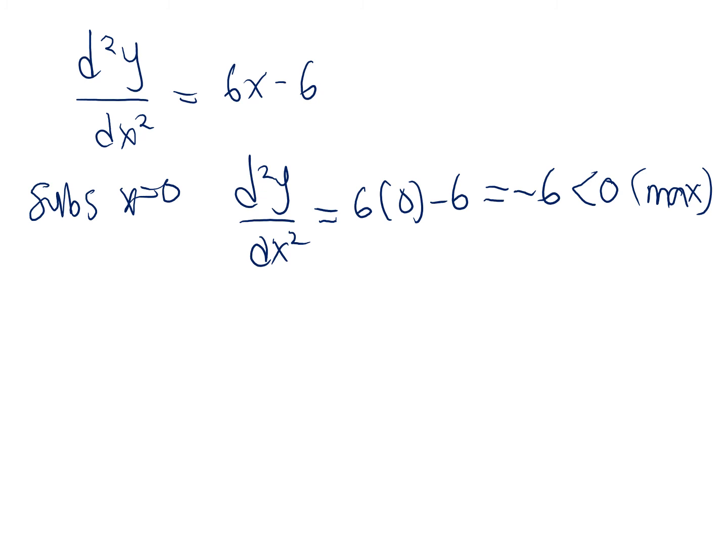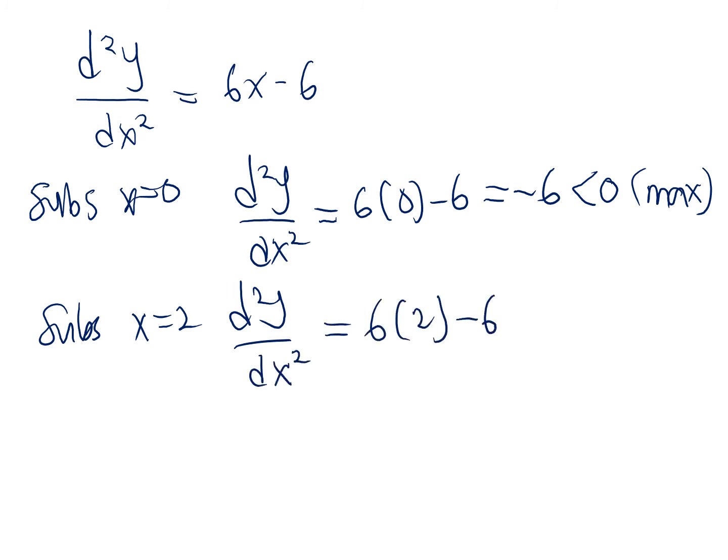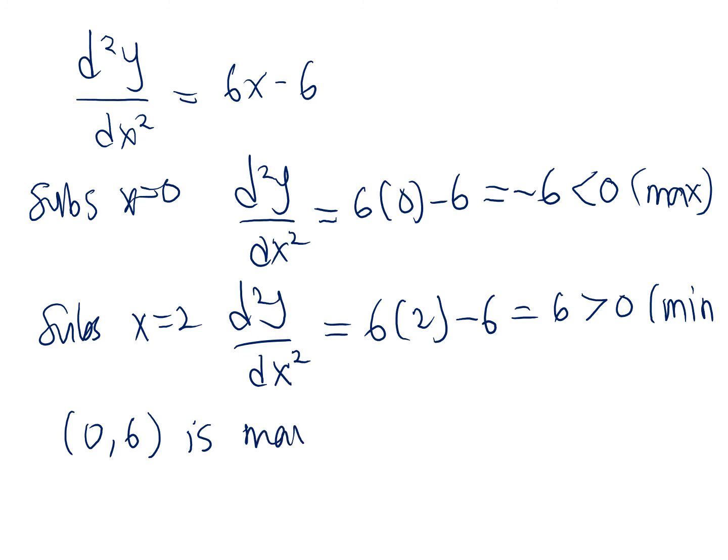Secondly, we substitute x equals 2 into our second derivative. So we will have 12 minus 6 is 6, and 6 is greater than 0. So if our second derivative is greater than 0, it is actually a minimum. So we make a conclusion that (0, 6) is a maximum point, and (2, 2) is a minimum point.